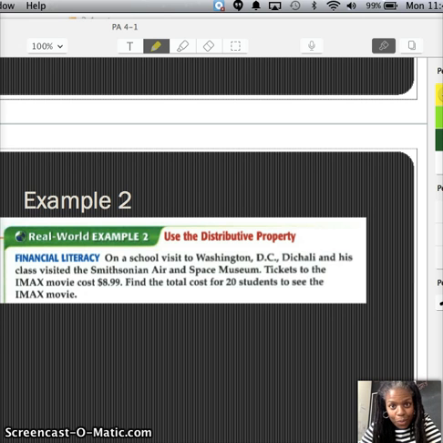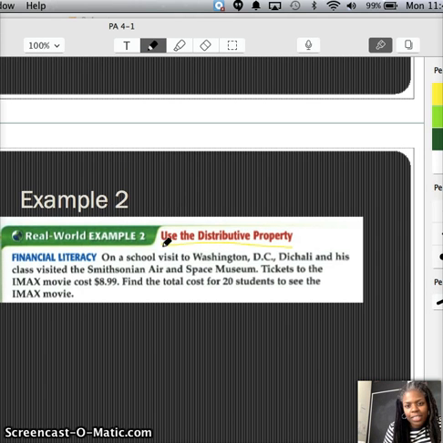Certainly the straightforward way would just be to take 20, multiply it by $8.99, and keep it moving. However, when the text is asking us to use the distributive property, oftentimes it's because the multiplication isn't really convenient, and what they're asking us to do is to create a more convenient way to do it. So here's what we could do. We know that we're going to take 20 and multiply it by $8.99. Is there another way we could write $8.99 in a more convenient way?